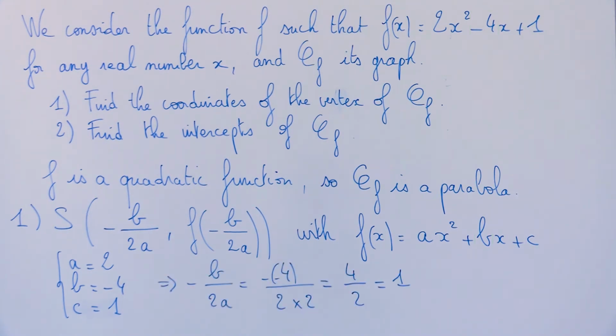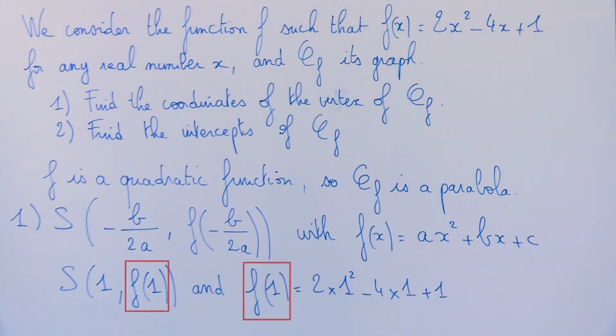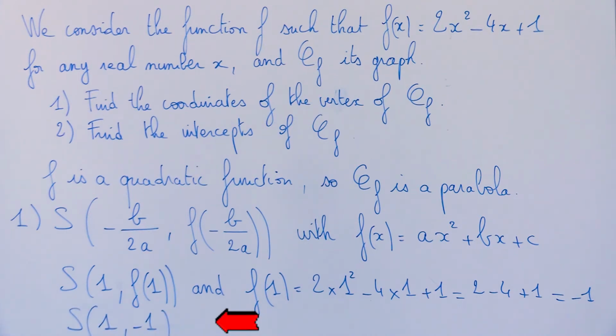We obtain that negative b over 2 times a equals 1. So the coordinates of S are 1 and f of 1. Let's calculate the ordinate. So it's the image of 1, and we obtain f of 1 is equal to negative 1. The coordinates of the vertex are 1, negative 1.